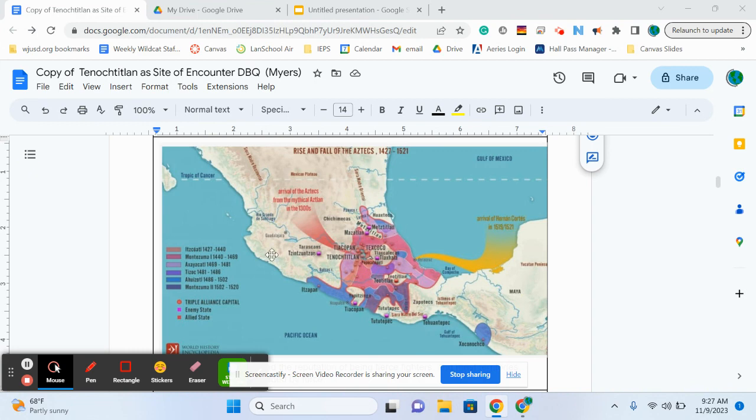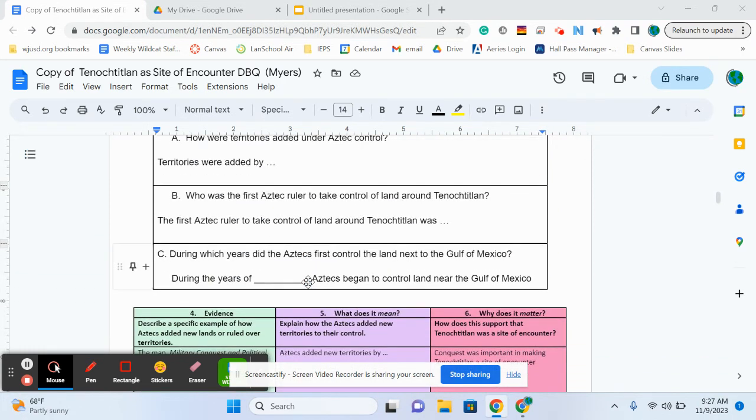And then I'm going to look over at my key and see that the pink comes before the light purple. And so now I can see that it was Montezuma who was controlling the Aztecs. But when I look here, it's not asking me for which ruler, it's asking me for the years. And the years are going to be right there. Okay, so take a minute. Go ahead and answer that question using the sentence. All right, you got it.